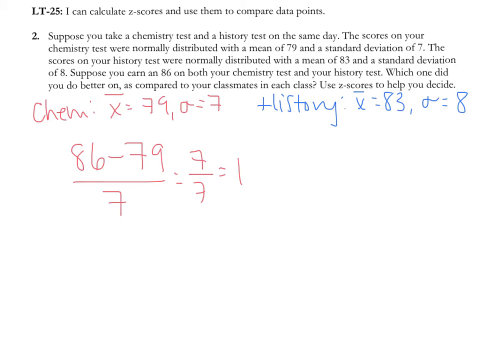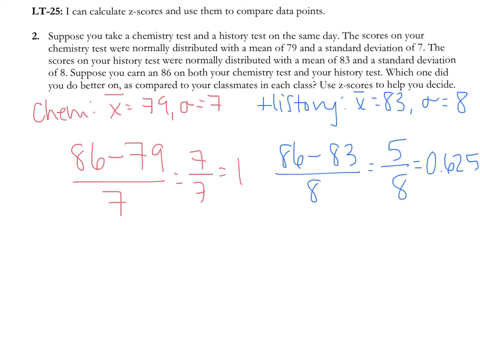So now let's do the same thing for history. So you got a score of 86. The mean was 83, so you'll do 86 minus 83. And then you'll divide by the standard deviation for that class. So you end up getting 5 over 8. So that's definitely going to be less than 1 standard deviation above the mean. It's actually going to be exactly 0.625 standard deviations above the mean.